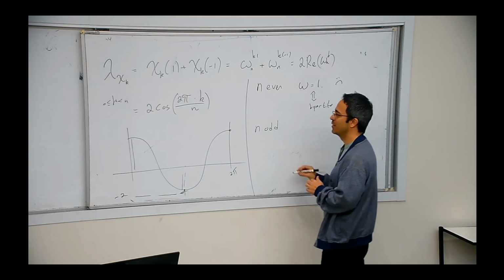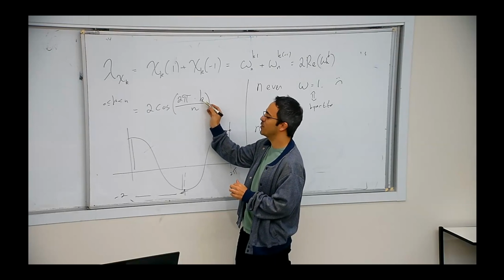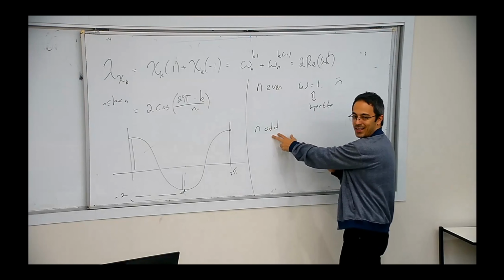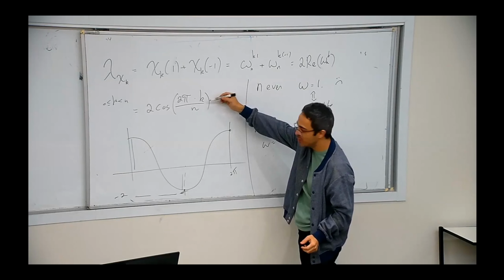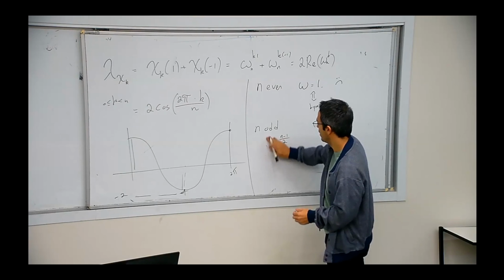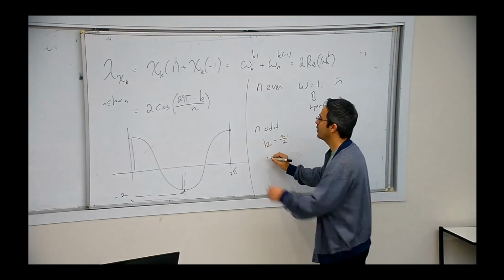Right, that's true. So here I compare 1 against n minus 1 over 2, so it's half. You're right. When n is odd, for omega, the worst possible k you can choose is n minus 1 over 2.